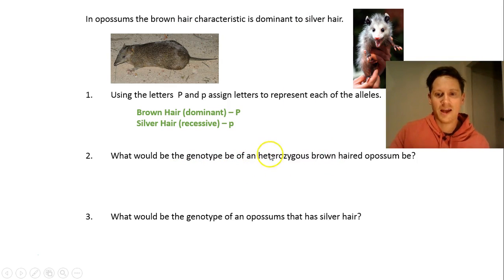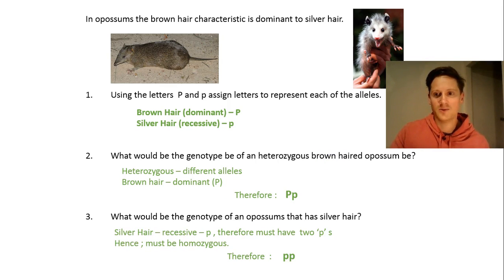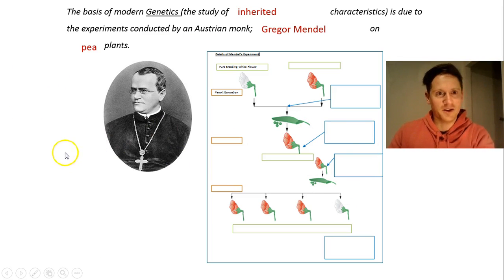The genotype of a heterozygous possum would be big P, little p, because heterozygous means different alleles. The genotype of a possum that has silver hair would be little p, little p. So the next section can be found in your notes.